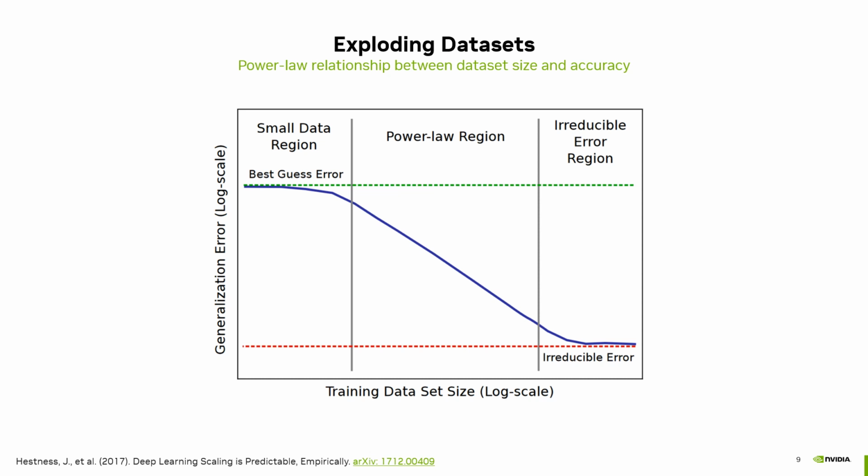But then we will reach a region where we see a negative correlation if we look at the error, or a positive correlation if we look at the performance, or let's say accuracy, between the amount of data we feed into the model and the performance of the model. But as with everything in life, this has its limits. And of course, at some point, we will not see much of a benefit.